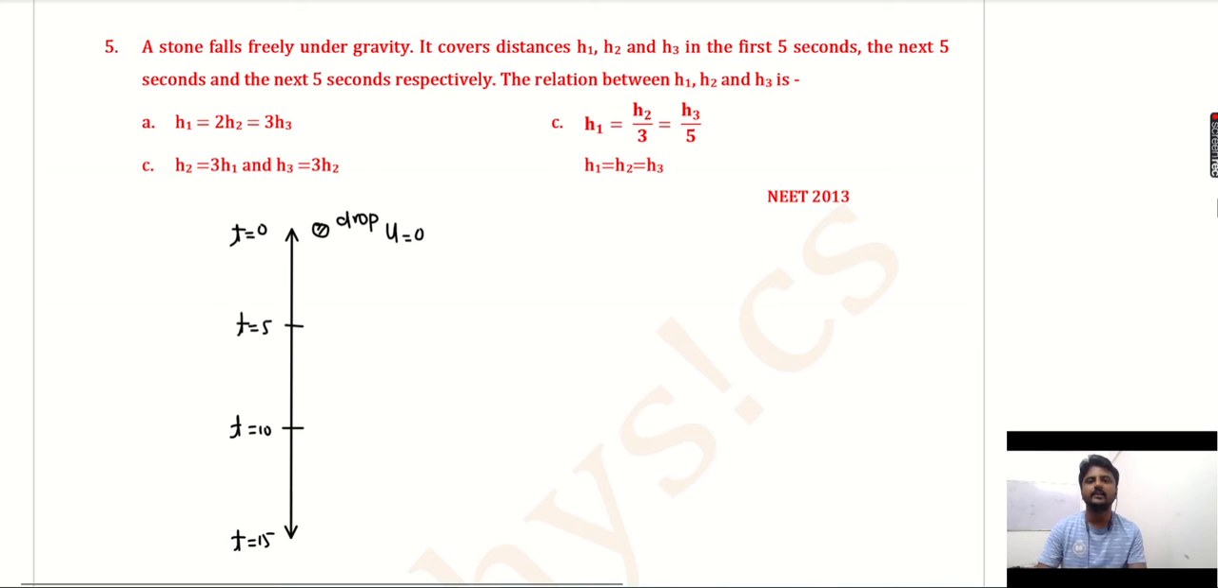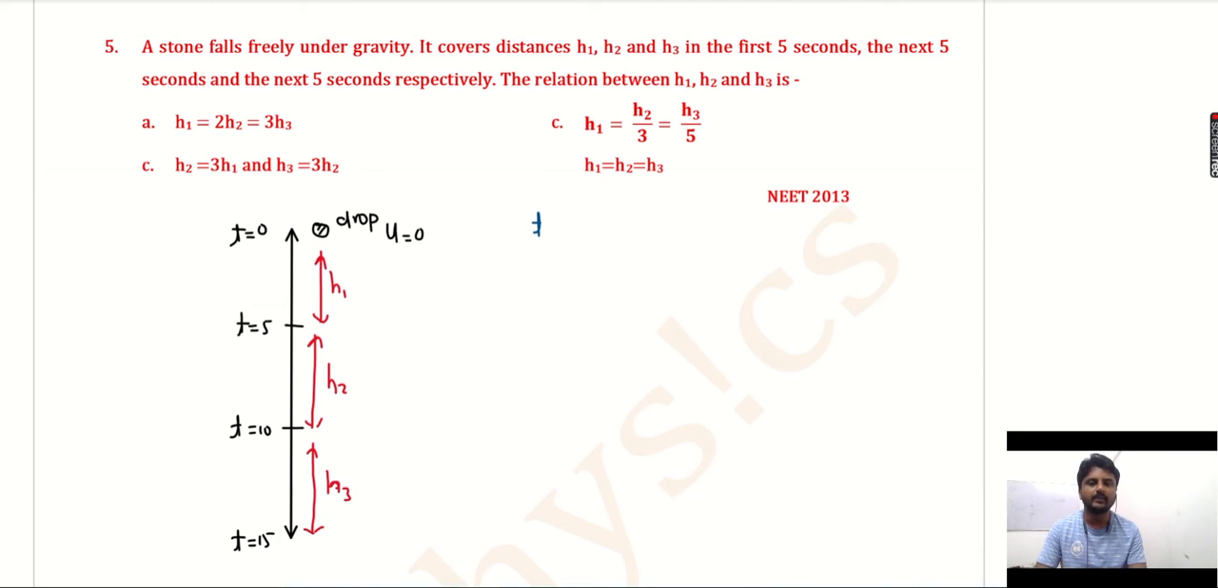According to the data, it is given that it covers a distance h1 in first 5 seconds. So this is the distance in first 5 seconds. It covers next h2 in next 5 seconds. So this distance will be h2, and it is covering h3 in next 5 seconds. So I will solve the first case and you similarly do the second and third case.